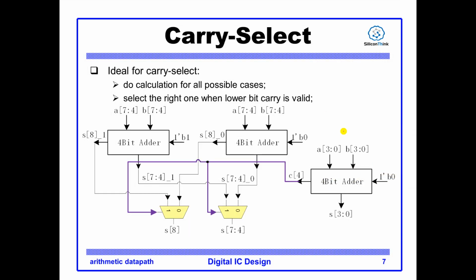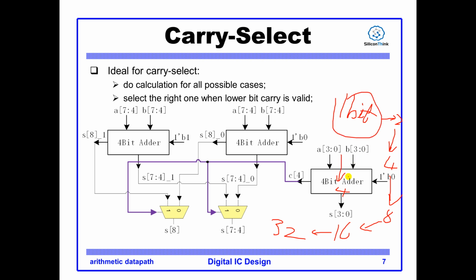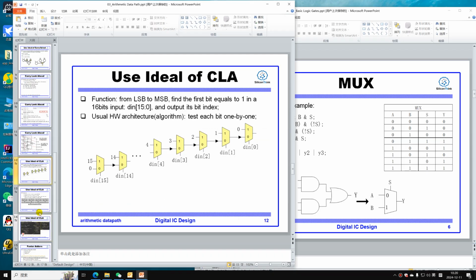In this figure, we are 4 bits based. Can you use a 1-bit carry select architecture to build a 2-bit adder? Then you can use it to build a 4-bit, 8-bit, 16-bit, 32-bit adder. If you use 1 bit as the basic cell, you can come up with this function, with this equation.